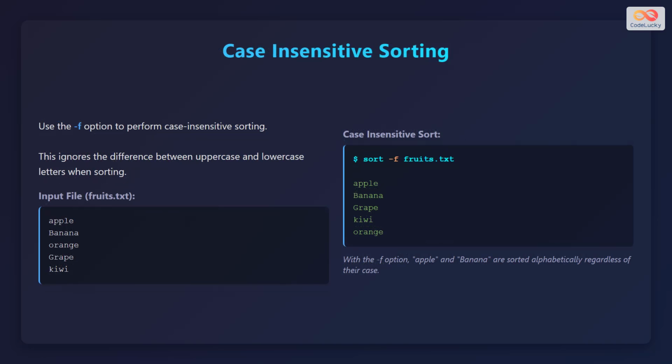Use the -f option to perform case-insensitive sorting. This ignores the difference between uppercase and lowercase letters when sorting. If we use the same input file, fruits.txt, containing apple, banana, orange, grape, kiwi, a case-insensitive sort, using the command sort -f fruits.txt, outputs apple, banana, grape, kiwi, orange. With the -f option, apple and banana are sorted alphabetically regardless of their case.